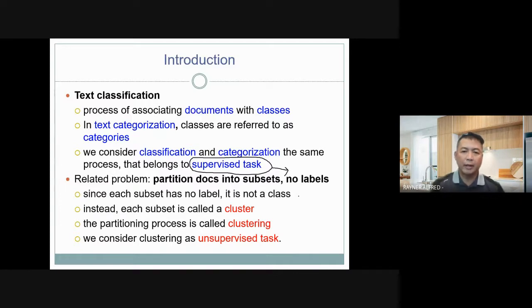We also have another problem related to text, in which we can cluster them or group them into clusters. So this is what we call clustering. This one is called an unsupervised task. Unsupervised meaning that we do not refer to any label, but we divide them into a few clusters based on the content of the document. Okay.